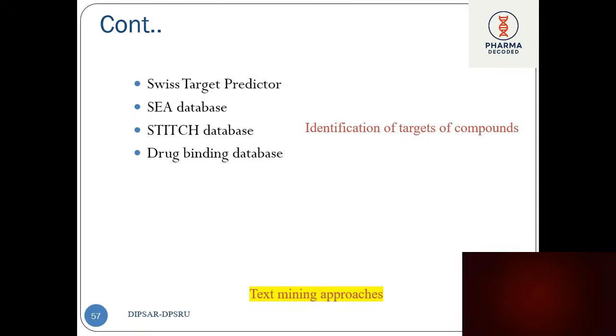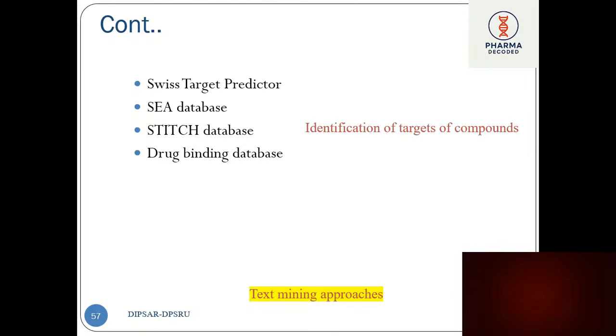The next step is identification of targets of the compound, but here only a few databases have been added. Apart from that there are other databases as well where you will get targets which your compound can hit. This is the second step in the network. The second step is you have to search the targets which your compound can hit.